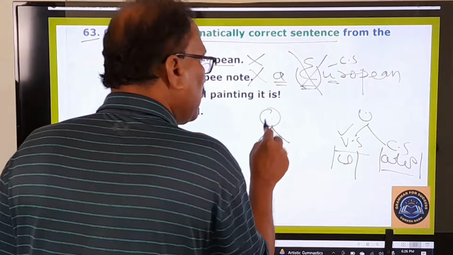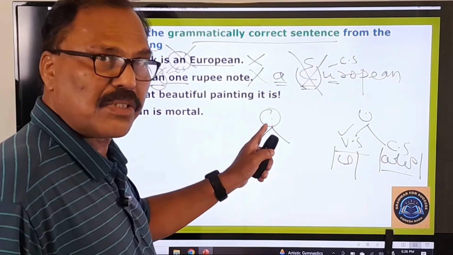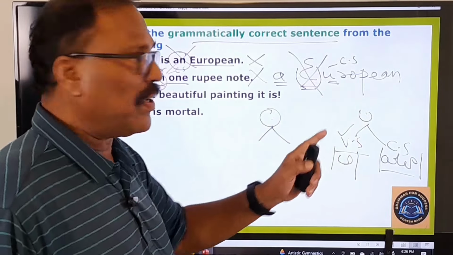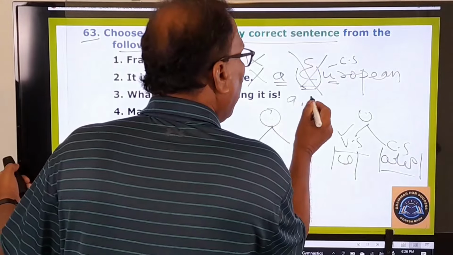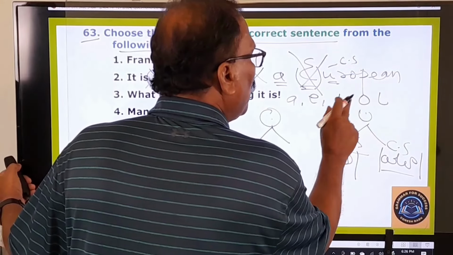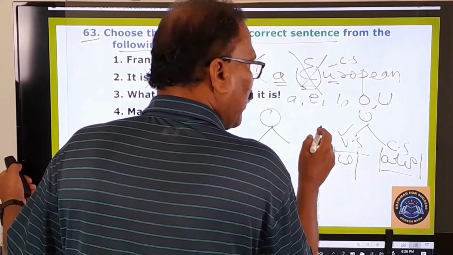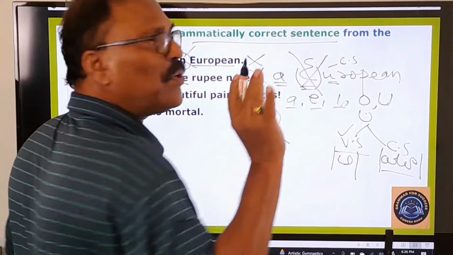What is that? This O is there. O is a dangerous vowel. U is a dangerous vowel. Of all the 5 vowels, A, E, I, O, U, these are the 5 vowel sounds. A and E always give you a vowel sound.